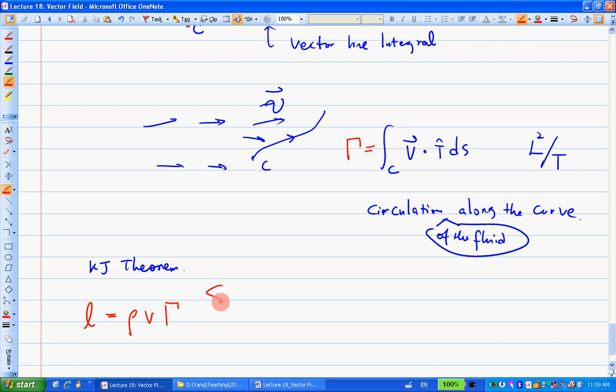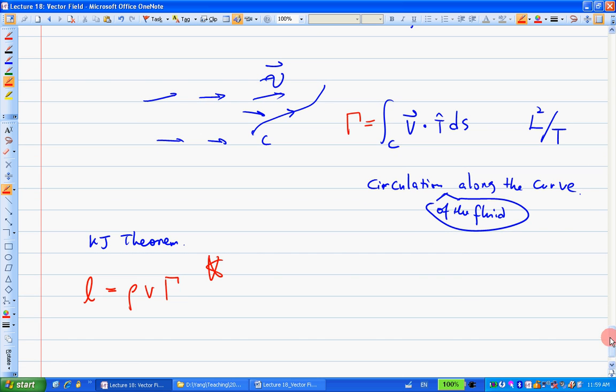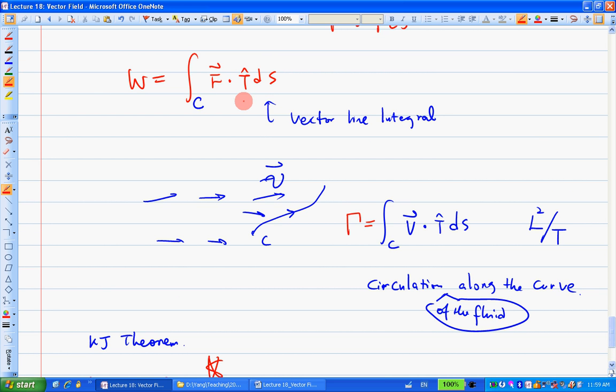Anyhow, just take a look at this. I'm not going to talk about it, but you can see this is one application of this circulation, or the vector line integral. Any questions? Okay, good. So now the question is, how do we calculate the vector line integral? How do we calculate this thing here?